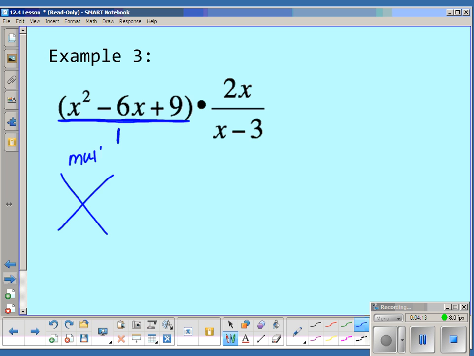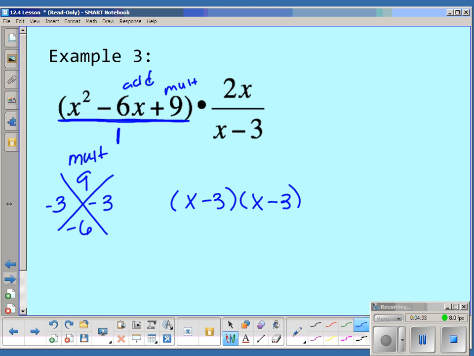I want to multiply to 9, and I want to add to negative 6. So what multiplies to 9 and adds to negative 6? Well, that's going to be negative 3 and negative 3. Negative times negative is a positive. Negative 3 plus negative 3 is negative 6. So this whole thing factors to x minus 3 times x minus 3. And remember, I put that 1 on the bottom, and I'm multiplying it still by 2x over x minus 3. When it's a multiplication problem, I draw a line.